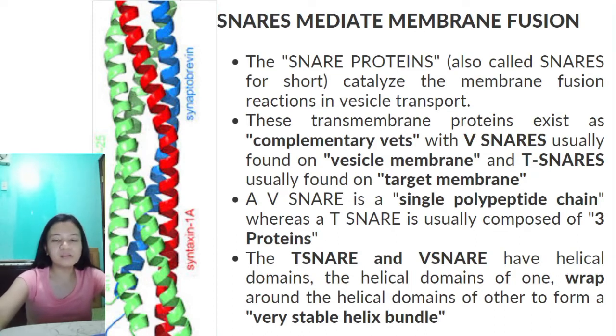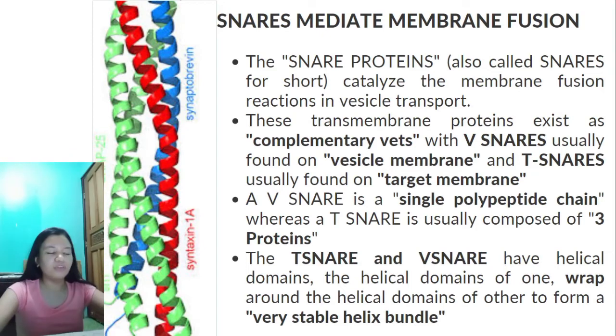Okay, so yung helical domains ng isa ay nagra-wrap, or bumababalot, doon sa helical domains ng isa pa in order to form a very stable helix bundle. Kunwari, yung helical domain ni t-SNARE ay bumabalot doon sa helical domain ni v-SNARE para mabuo yung very stable helix bundle. Additionally, ang SNAREs ay nagpo-provide ng additional layer ng specificity sa transport process, para ma-ensure na yung mga vesicles ay nag-fuse only with the correct target membrane.